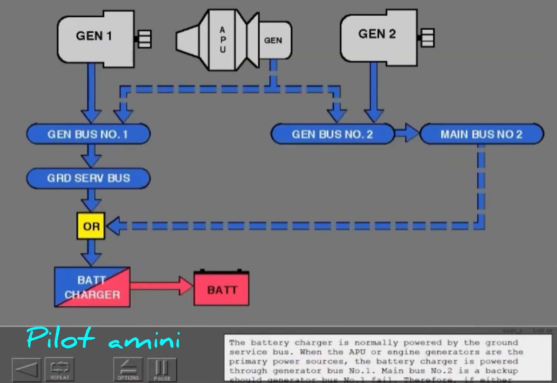The battery charger is normally powered by the ground service bus. When the APU or engine generators are the primary power sources, the battery charger is powered through generator bus number 1. Main bus number 2 is a backup should generator bus number 1 fail. Therefore, if either generator bus is powered, the battery charger is also powered.